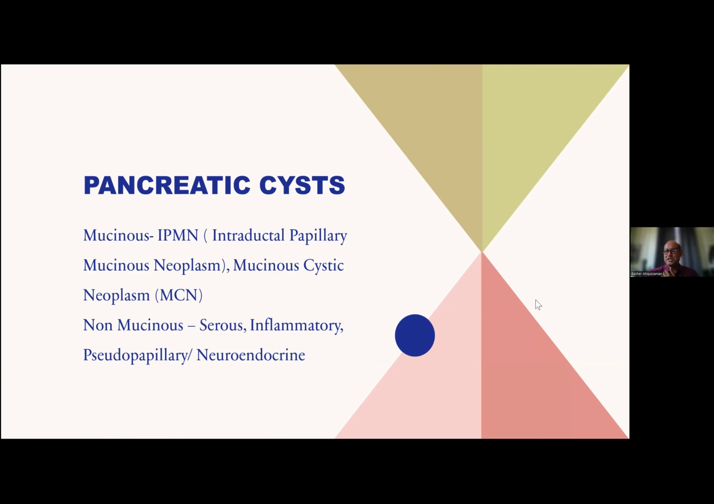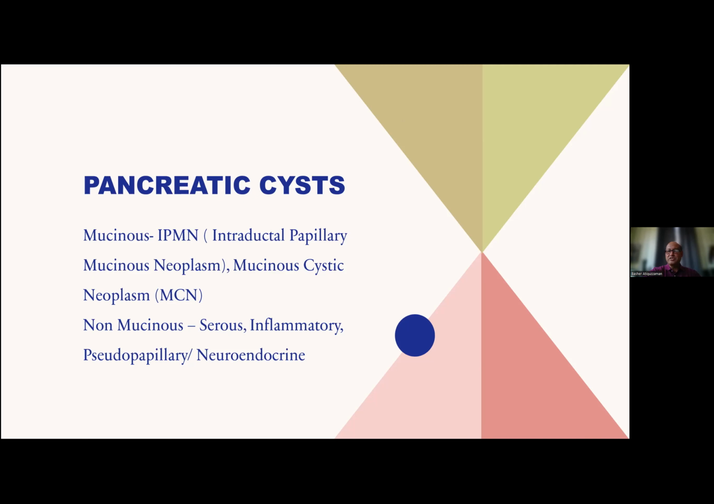Now we can talk a little bit about the cyst, and then we'll go to the cyst question. Pancreatic cyst is very common. We have two kinds of cysts: mucinous and non-mucinous. Among the mucinous cysts, the IPMN is the most important one, which is intraductal papillary mucinous neoplasm. Another is mucinous cystic neoplasm, or MCN.